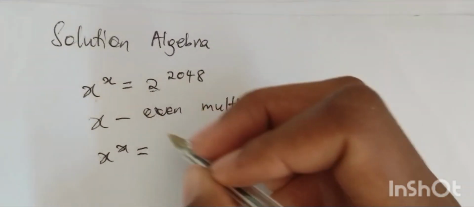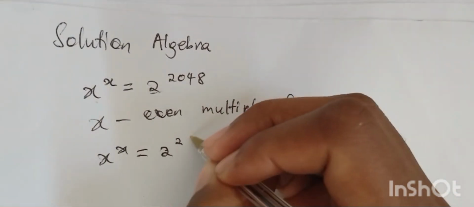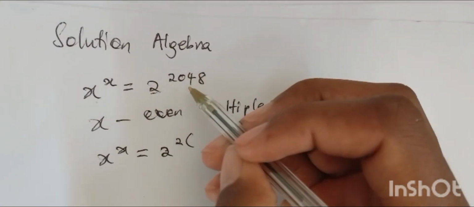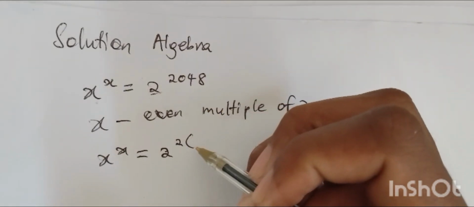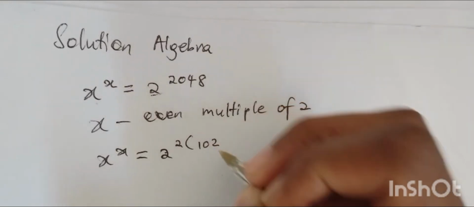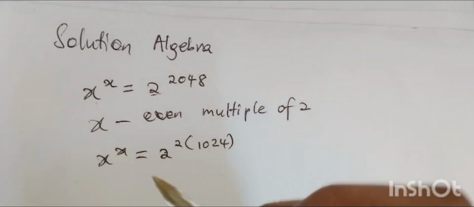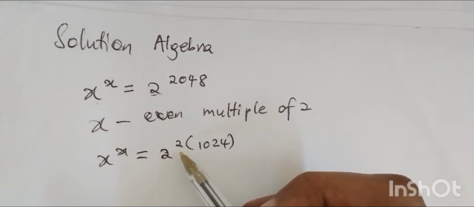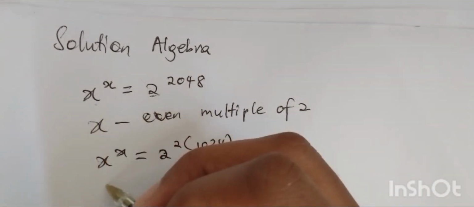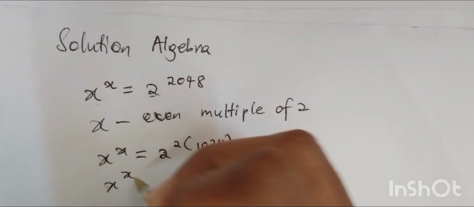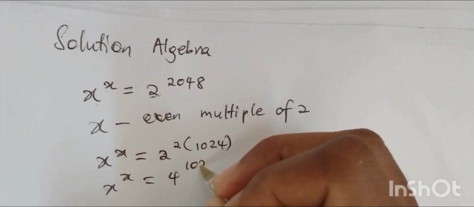Okay, it will be 2 raised to 2, and 2048 is equal to 2 multiplied by 1024, right? And what do we have there? Now we have 2 raised to 2 multiplied by 1024, right? That should be just x raised to x, which is equal to 4 raised to 1024.